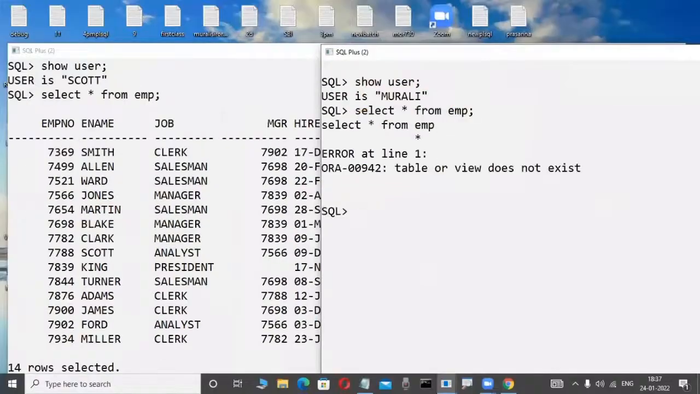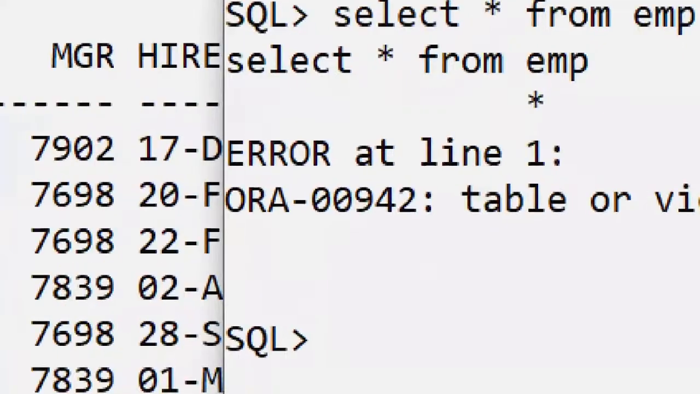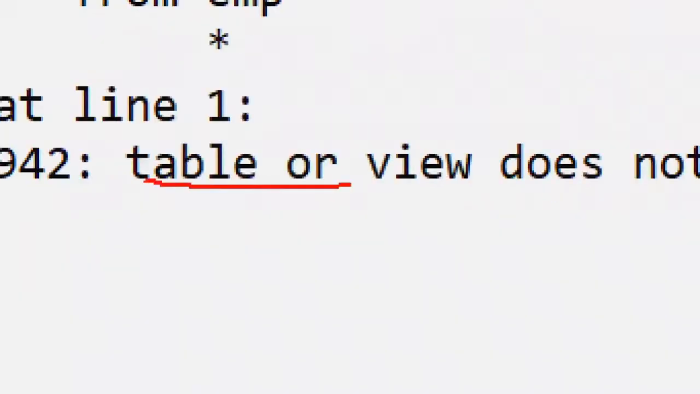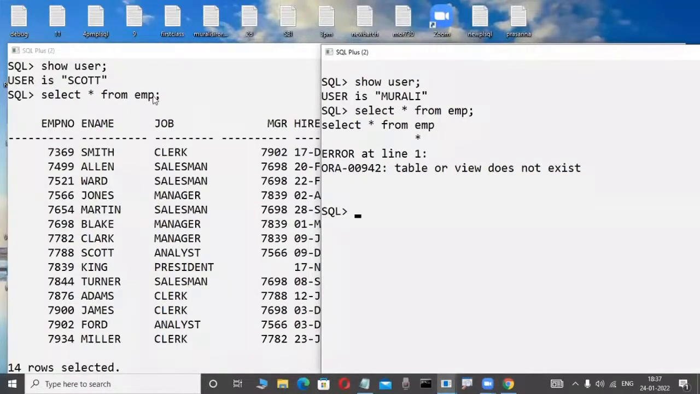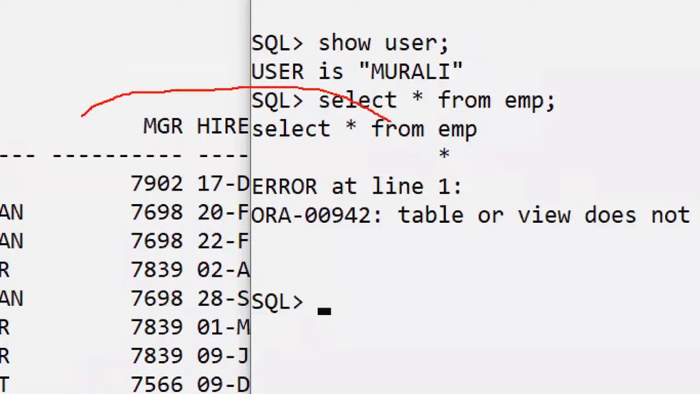Observe here. I am pressing the enter key, and it means an error: table or view does not exist. View means later, don't worry. Suppose the Morali user is unable to access the Scott user table in this example. If the Morali user is interested in accessing the Scott user table, first the Morali employee requests the Scott employee, please give me your table. I am using some information from your table in my project.